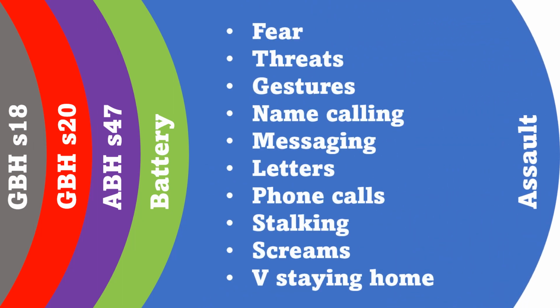So for assault, the words you're looking for within the scenario are things like fear or someone being scared, threats made during the course of the scenario, gestures such as shaking a fist, name calling to make someone scared or wary. You might have messaging, letters, phone calls, stalking, screams, or the victim staying at home because they're afraid. All of those things might be assault, which then you would know to look to and then apply assault.